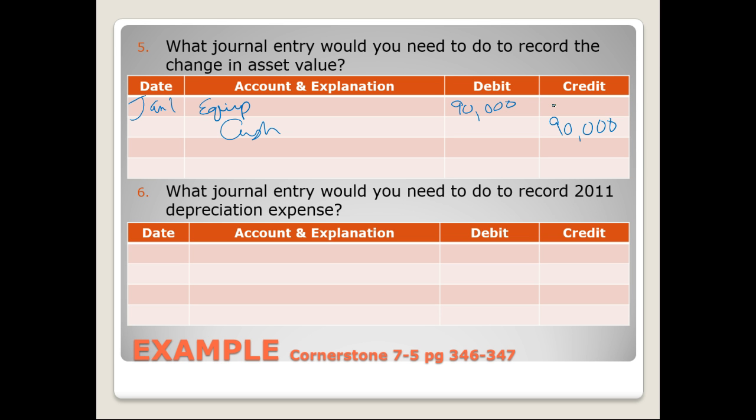What journal entry would you need to do to record the depreciation expense for 2011? Well, we said that at the end of 2011, the company would have made a depreciation expense entry, which is a debit entry, for $30,000. And what do we do when we're making our depreciation adjustment every year? Right. We make a credit entry to accumulated depreciation, that contra asset account, for $30,000.